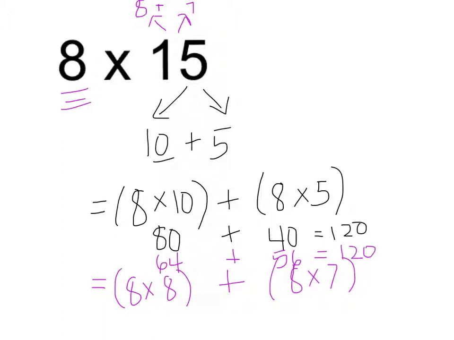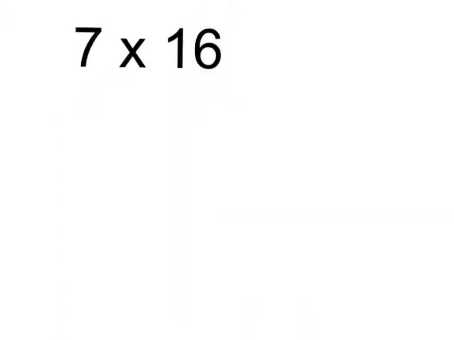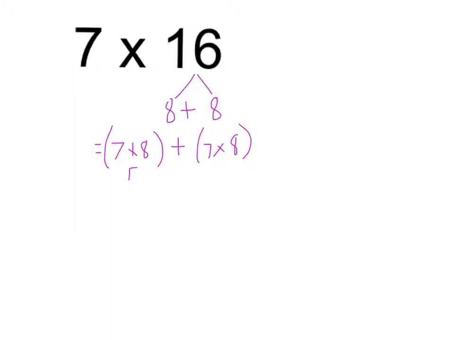Let's take a look at another example. In this example, 7 times 16. Well, I know, here's an easier one. 16 is 8 plus 8. So I only have to do multiplication one time and then add. Let's see here. 7 times 8 plus 7 times 8. If I roll my 7s to 8, I get 56. And it's the same over here. And I just add. So 56 plus 56 is 112.